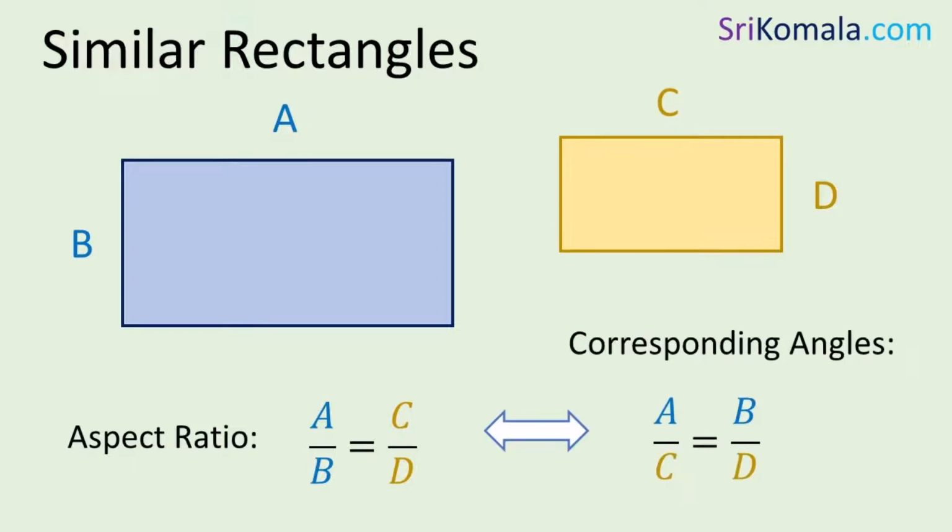By rearranging the left equation to the right equation, you can understand that the ratios of two corresponding sides are also the same. The first corresponding sides are side A and side C. The second corresponding sides are side B and side D. The ratio between side A and side C is equal to the ratio of side B and side D. So, in two similar rectangles, the aspect ratio and the ratio of the corresponding sides are kept the same.